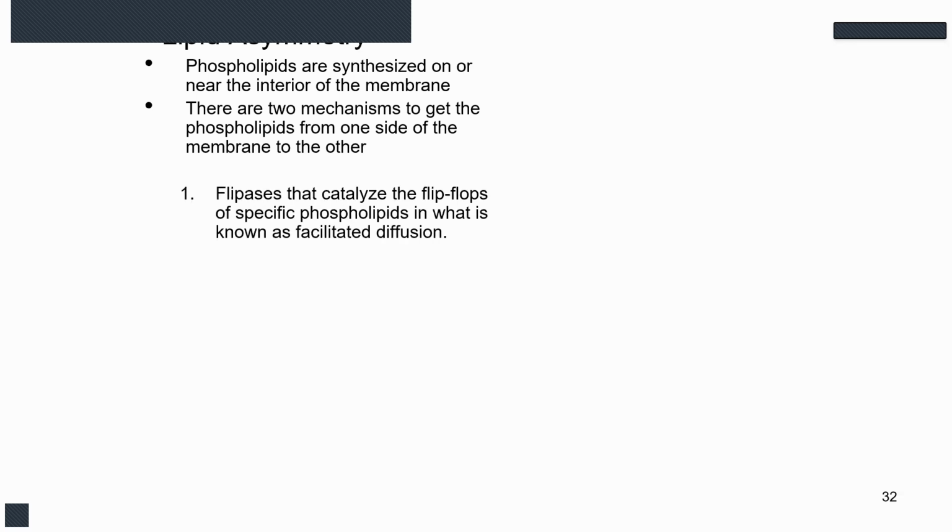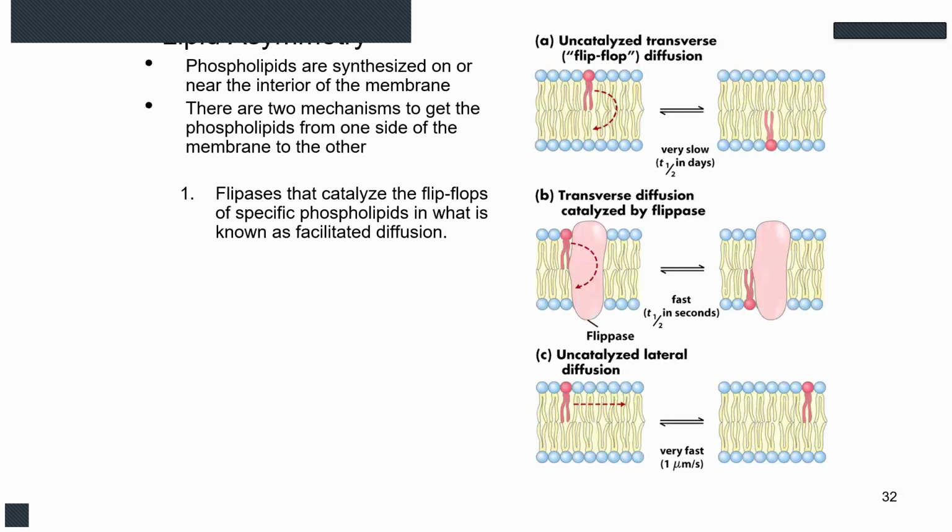And depending on the conditions and the circumstances, you might put a bunch of lipids on this side, but not on the other. Now, in order to adjust that lipid asymmetry, phospholipids are synthesized on or near the interior of the membrane. There are 2 mechanisms to get the phospholipids from one side of the membrane to the other. We kind of alluded to this, but now we're seeing the parts. Flipases, I kid you not, that is the name of the enzymes. They are enzymes that catalyze the flip-flops of specific phospholipids in what is known as facilitated diffusion.